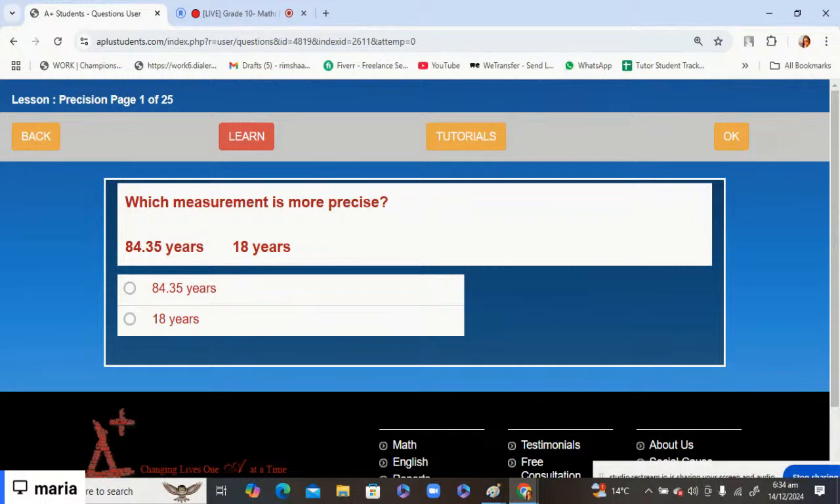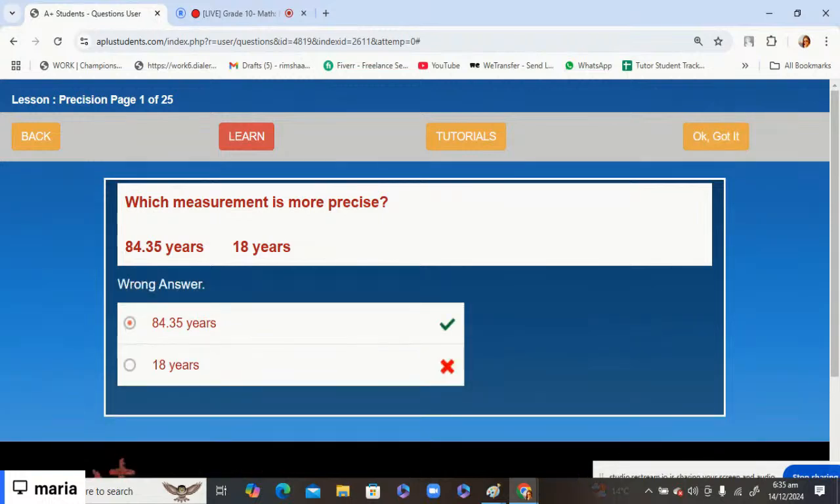So here, which measurement is more precise? Okay, now you guys tell me the answer of this. 84.35 years or 18 years. Tell me the answer of this one. Think about it and then I will tell you. So look here, this is 84.35 years, this is the greater. Both are measured in years, but this one is the greater and this one is the smaller. So the smaller ones are more precise. So we can say that 18 years is more precise as compared to 84.35 years.